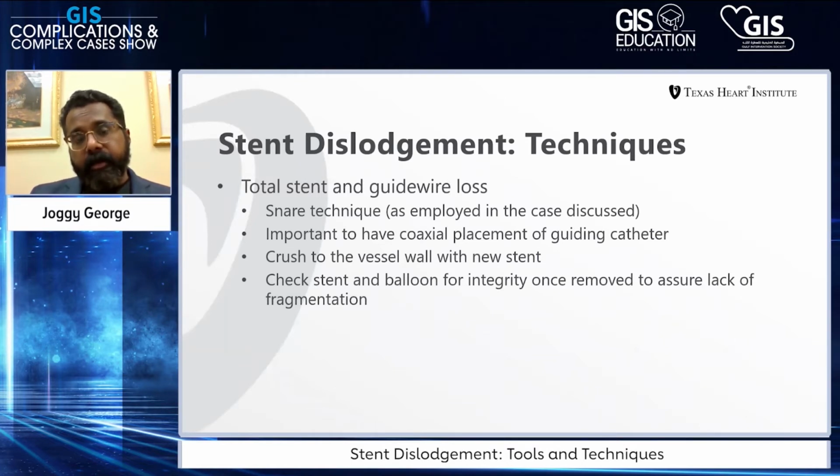left main. In cases where it cannot be stented, and if the vessel caliber is large enough, the undeployed stent can be crushed to the vessel wall with a new stent that's presumably well matched to the caliber of the vessel. It's very important to check the stent and balloon for integrity once removed, to assure a lack of fragmentation of the stent or the balloon catheter used. And this also, of course, includes the wire, because these are high-risk situations where we are risking wire displacement or wire fragmentation.